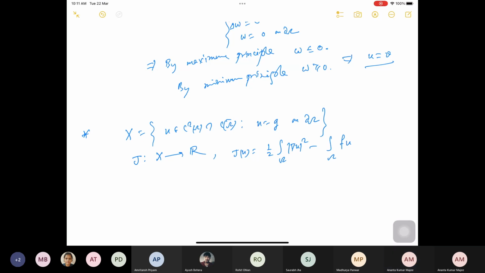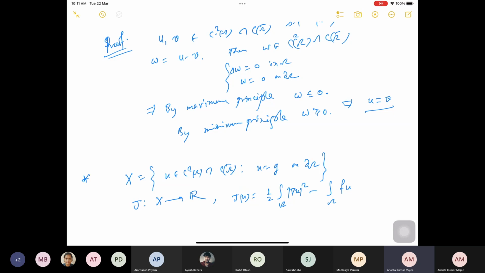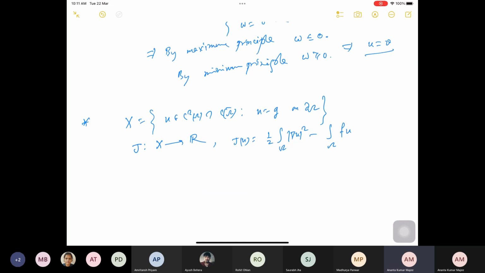Okay. So I'm defining my space X in this form, which is called the energy space, and I am defining the energy, which is the function J from X to R, such that J of U is equal to half of the integral over omega of mod of grad U squared minus the integral over omega of f U. Okay, so what I'm trying to say is that U is a solution to your Poisson problem star if and only if it is a minimum for this functional J.